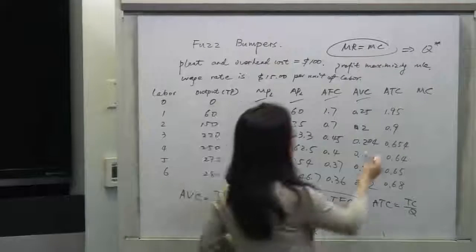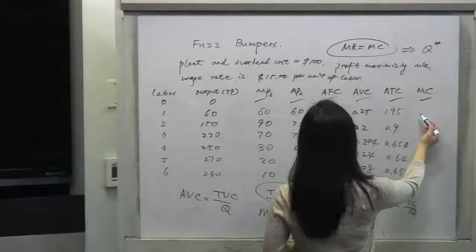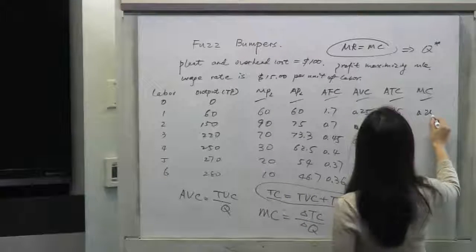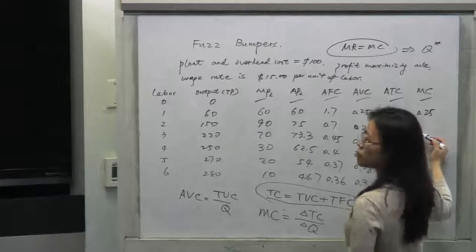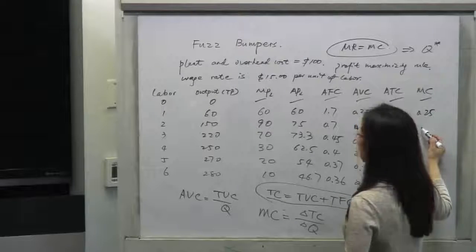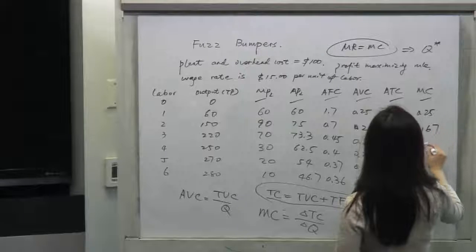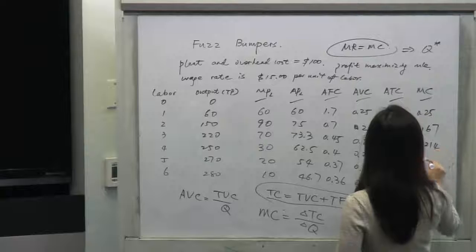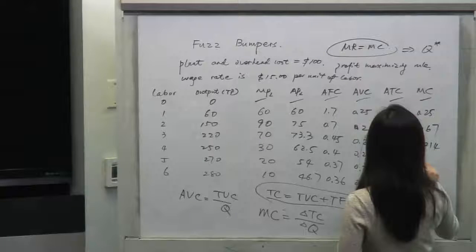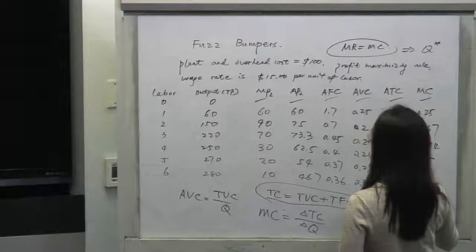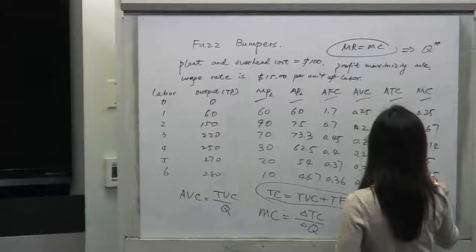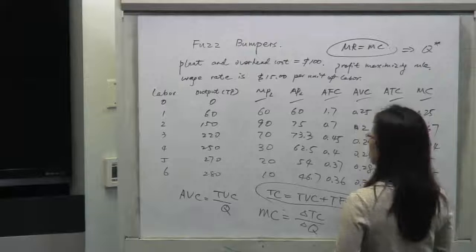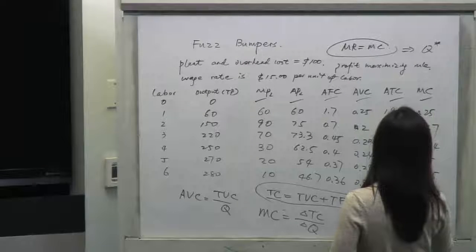Alright, so let's see what the numbers are here. What is the first one? 0.25, right? The next one? 0.16. The next one? 0.214. The next one? 0.5. The next one? 0.75. Last one? 1.5. Good.